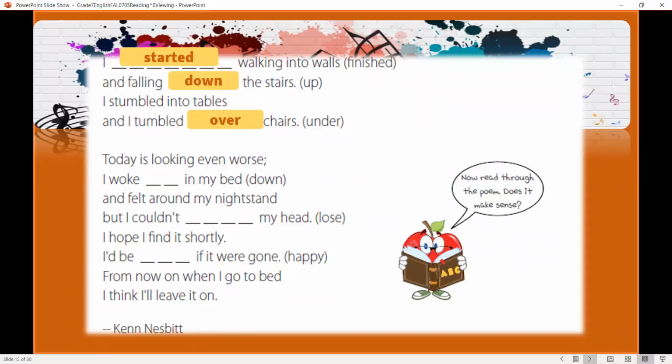Today is looking even worse. I woke up in my bed and felt around my nightstand, but I couldn't find my head. I hope I find it shortly. I'd be sad if it were gone. From now on, when I go to bed, I think I'll leave it on. Very good. Well done, guys. Pat, pat. You did an awesome job.